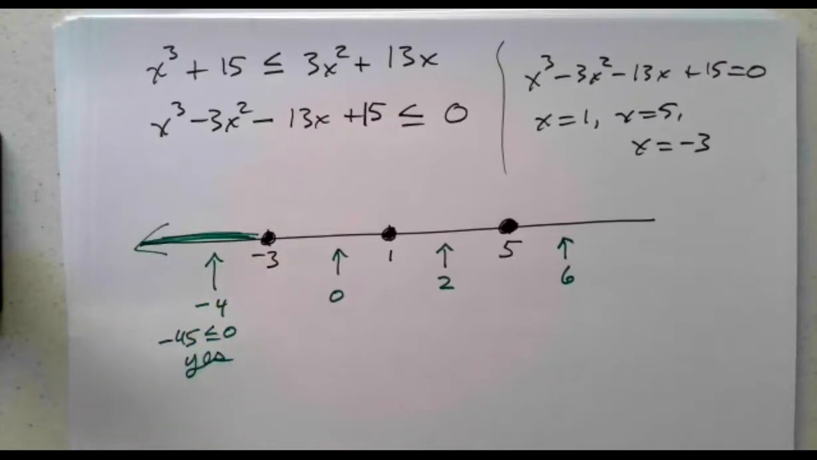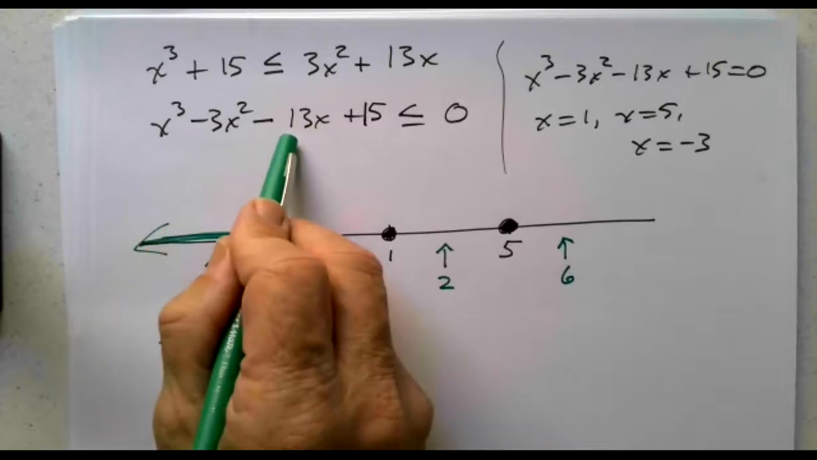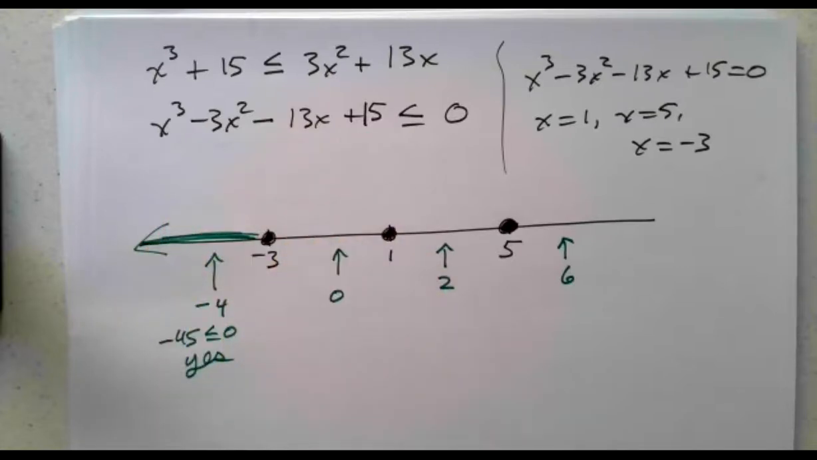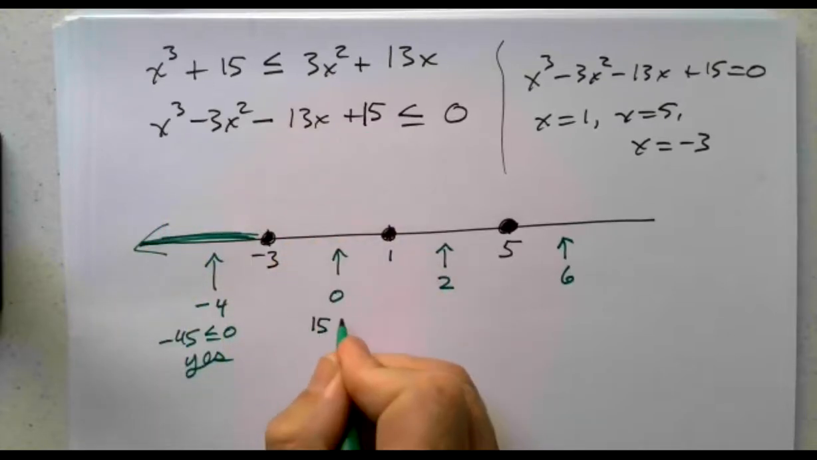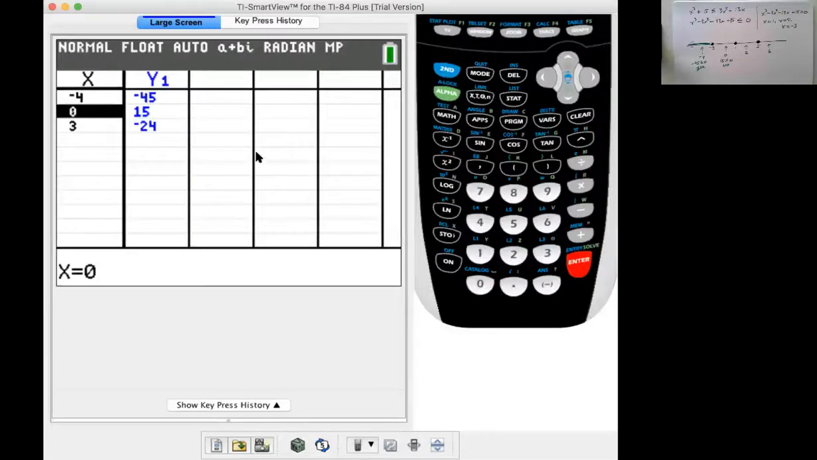Okay. If I plug 0 in, 0 cubed minus 3 times 0 squared minus 13 times 0 plus 15 is just 15. Is 15 less than or equal to 0? That's no. I will convince you of that by showing you that on the graphing calculator. Plugging in 0, indeed I get 15, that's no.